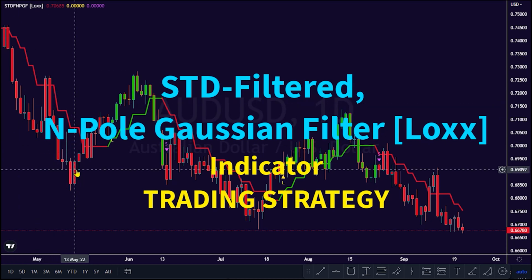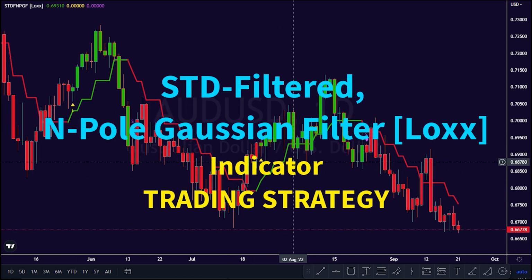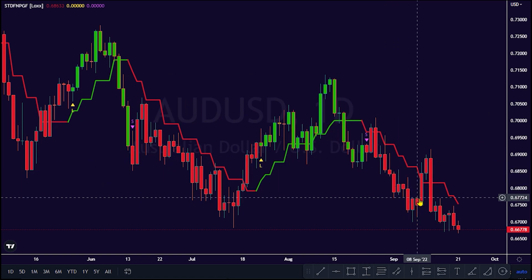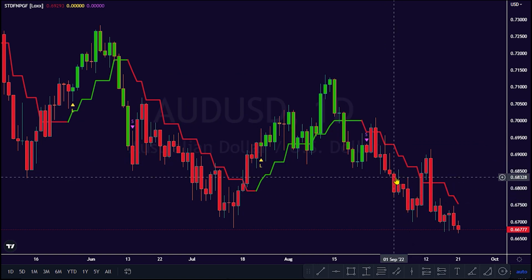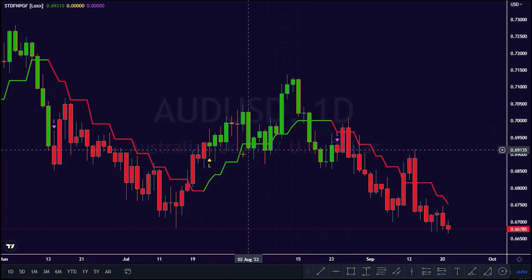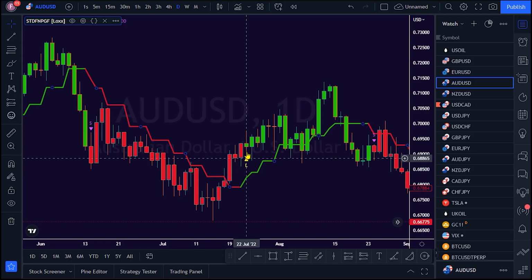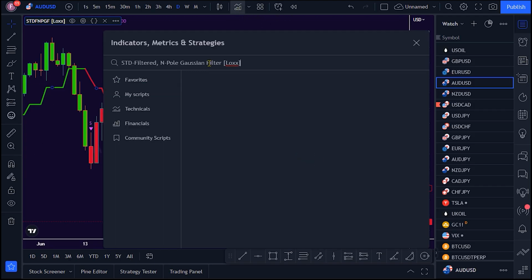The Gaussian filter with standard deviation filtering is an indicator that works for orders, or poles, higher than the usual 4 poles that were initially available in Ehlers' Gaussian filter formulas. Because of this, it is a generalized Gaussian filter that can calculate arbitrary order, or pole, Gaussian filters, which makes it a unique indicator. To apply this indicator on the trading chart, search the keyword STD filtered N-pole Gaussian filter by Lox.